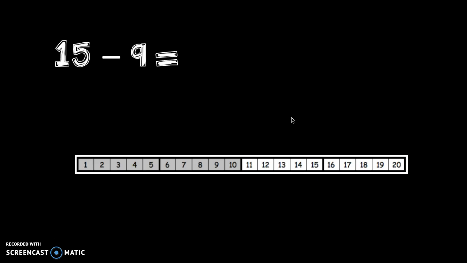Yep, that's right. I'm going to circle the 9 because that's the number I'm subtracting. And then what's the first thing we jump to? Yeah, the 10. Because we want to make sure that we're subtracting out of that 10 group, so we can just make a 10. So if I'm at 9, how many jumps do I need to make to get to a 10? That's right, 1.